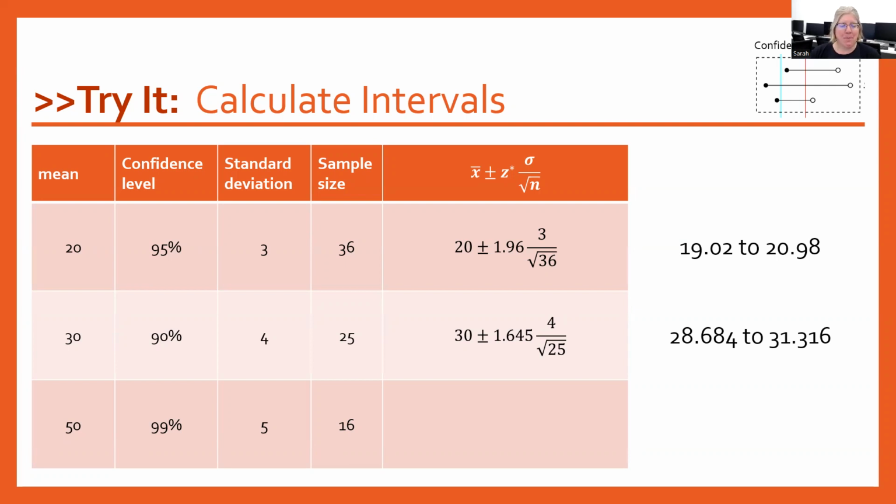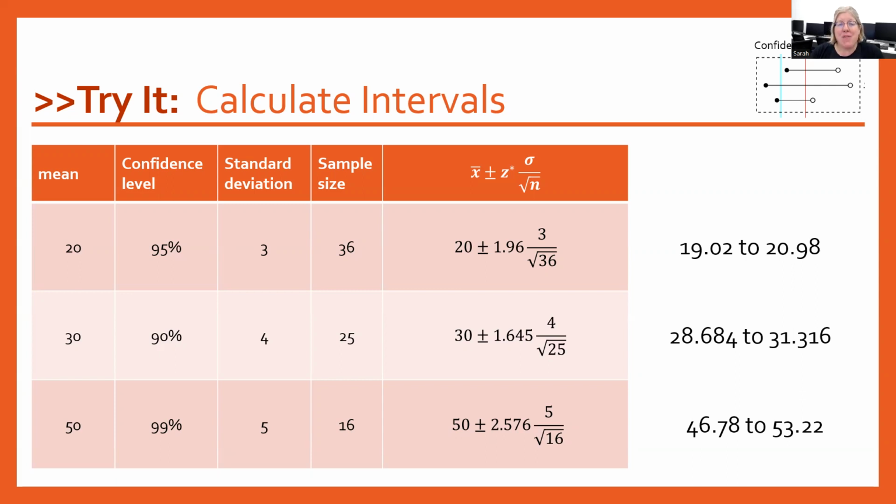All right, last one has a 99% confidence level. So I'll start with 50, and I'll replace that 99% with 2.576. So 50 plus or minus 2.576 times my standard deviation of 5 divided by the square root of 16. And that'll give me 46.78 to 53.22.